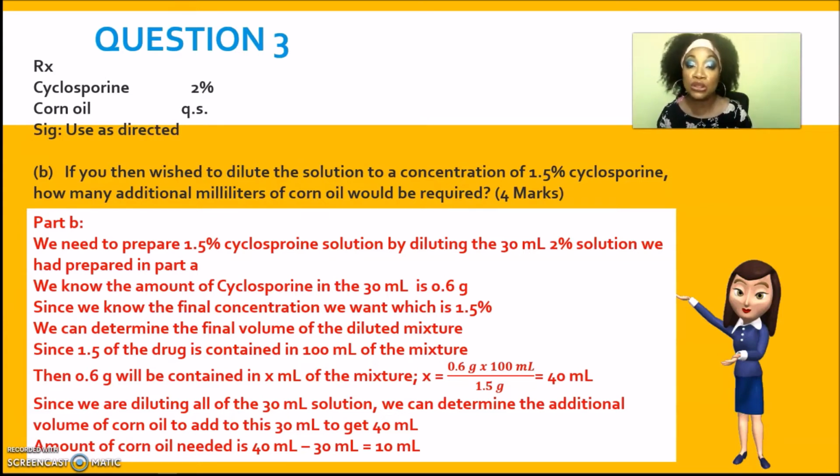And we need to know what volume of corn oil we would need to add to the 30 ml to get 40 ml. It's very obvious. We have to subtract the 30 ml from the 40 to get 10 ml. So it means that we will add 10 more ml of corn oil to the 30 ml that we had before to get 40 ml, which now leads that mixture to have a concentration of 1.5%.